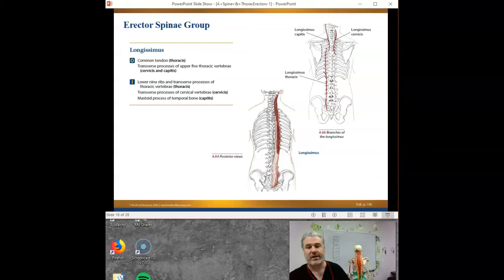Cool. Miss Harper. Which erector spinae group muscle attaches to the mastoid process of the temporal bone? It's the longissimus. Cool. Thank you.